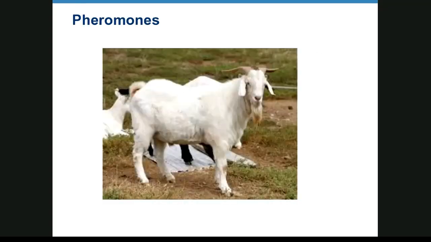Okay, this is a goat, Bobby, and you can see his beard here, and it is yellow. It is yellow because he urinates on it. He urinates on it because his urine has pheromones that attract girl goats.